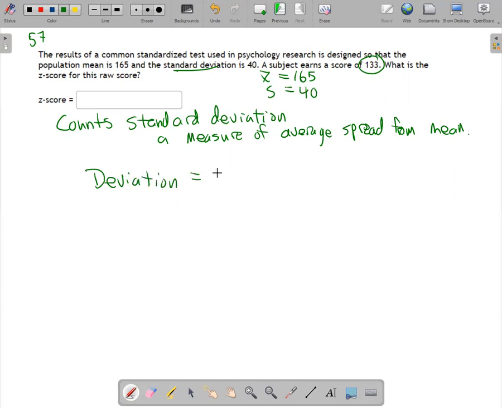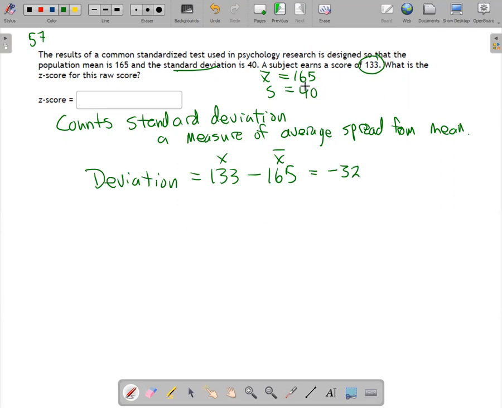So this person had a score of 133. If we subtract the 165, the mean, from that, so this is their score X minus the average X bar, what's that going to give us? That's going to give us 32, but negative. So they scored 32 points below the mean.